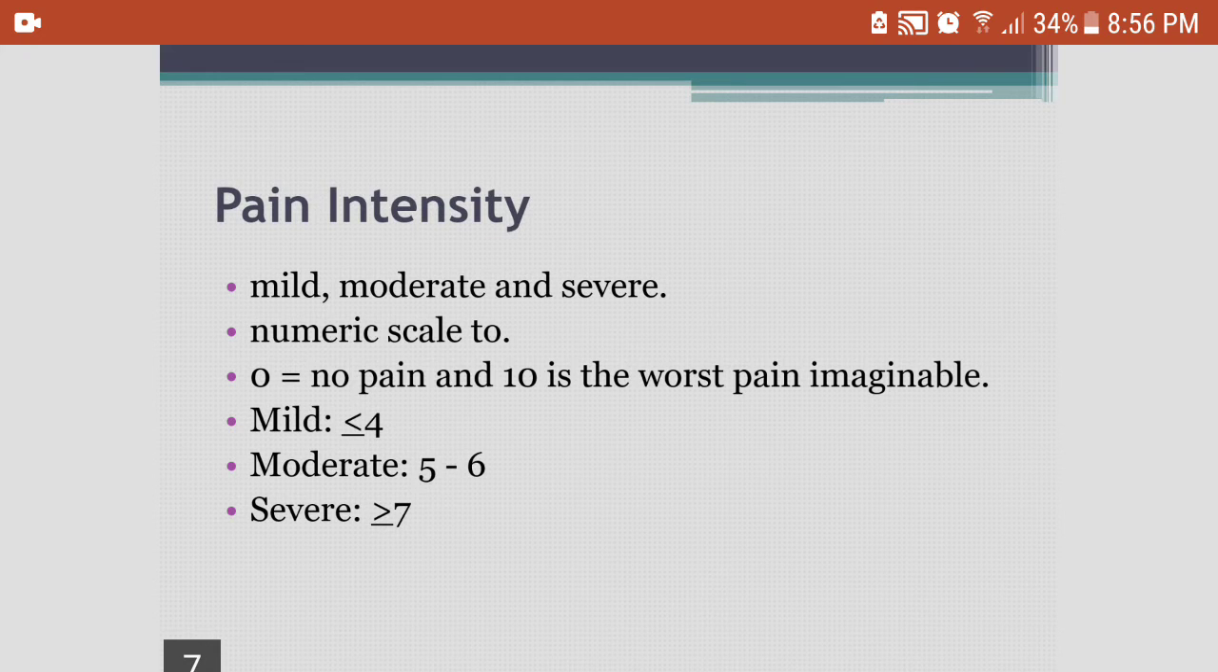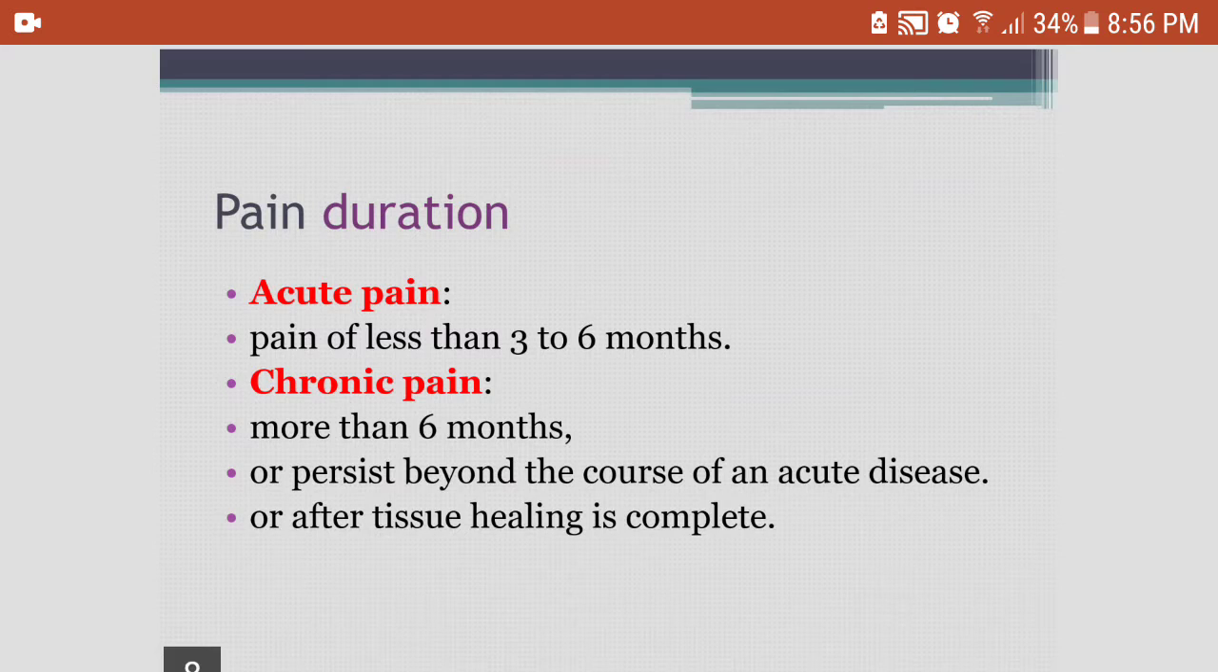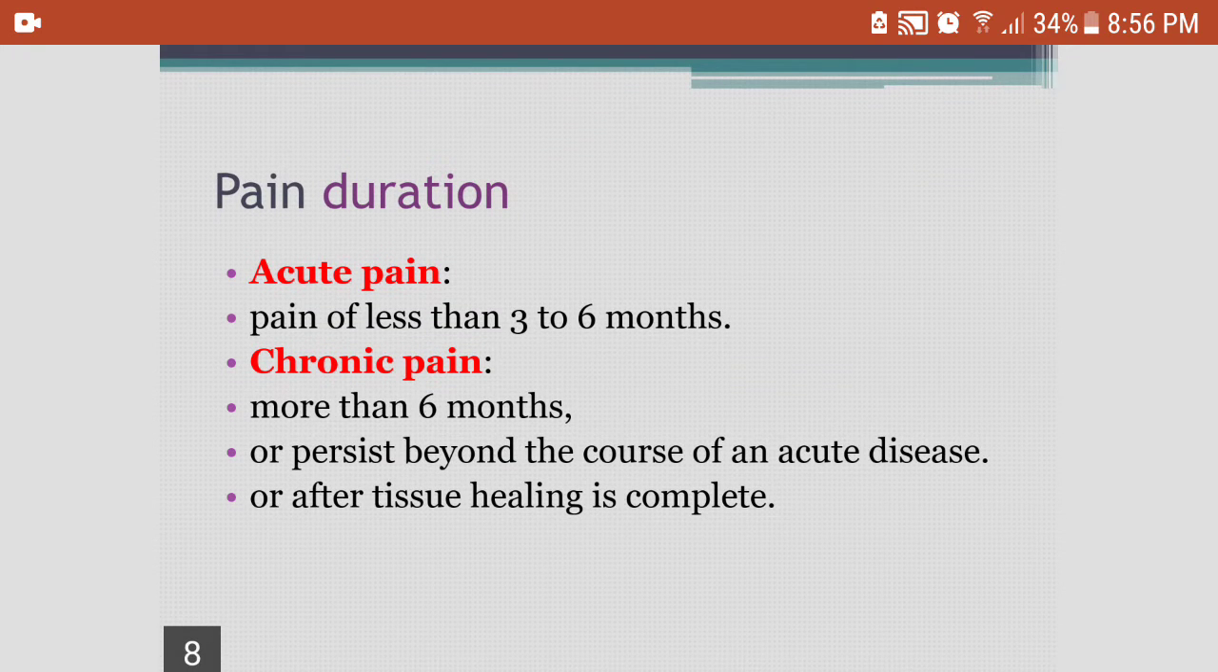As we took in pharmacy school, pain intensity can range from 0 to 10, and usually we categorize the first 4 as mild pain, 5 and 6 as moderate, and 7, 8, 9, and 10 as severe pain. The pain duration, as we all know, is acute or chronic. What do we mean by acute? It is from 3 to 6 months. And what do we mean by chronic? It is more than 6 months.